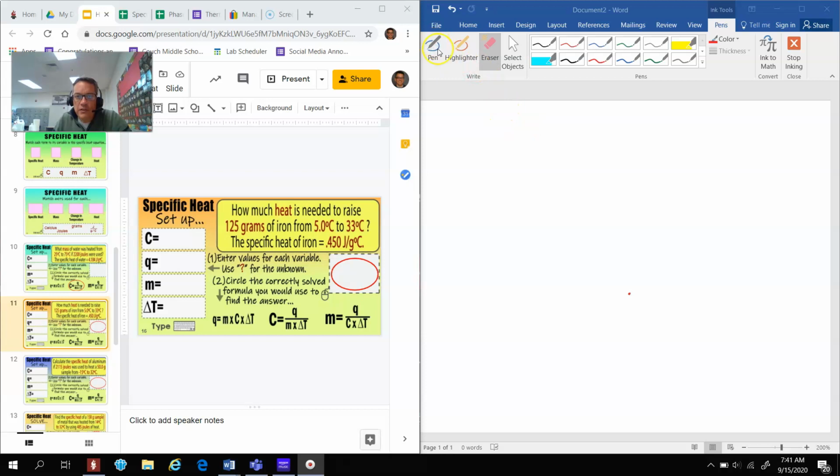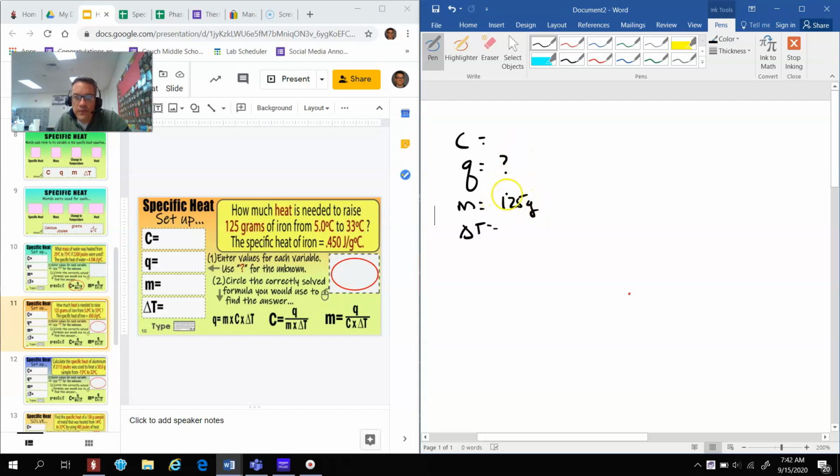All right, the next slide is asking us how much heat is needed to raise 125 grams from 5 to 33, and it gives us a specific heat. So again, let's go through. C is specific heat, Q is energy, M is mass, delta T is a temperature change. So how much heat? It's going to be our energy, 125 grams. The temperature change is going to be 5 to 33. So you put that in a calculator, and the difference between those numbers, our temperature is going up 28 degrees, and the specific heat of iron is really low.